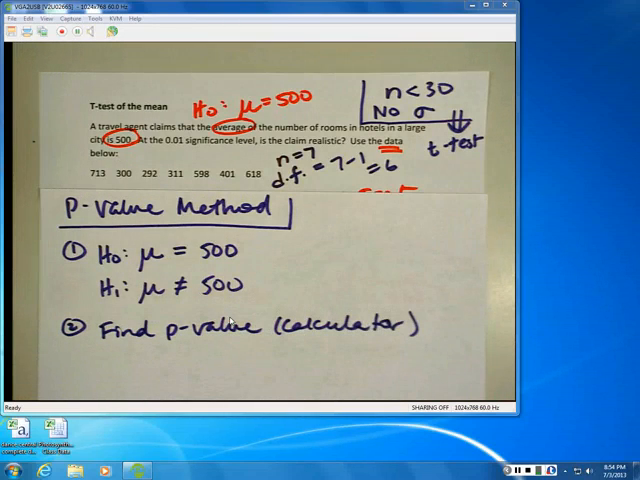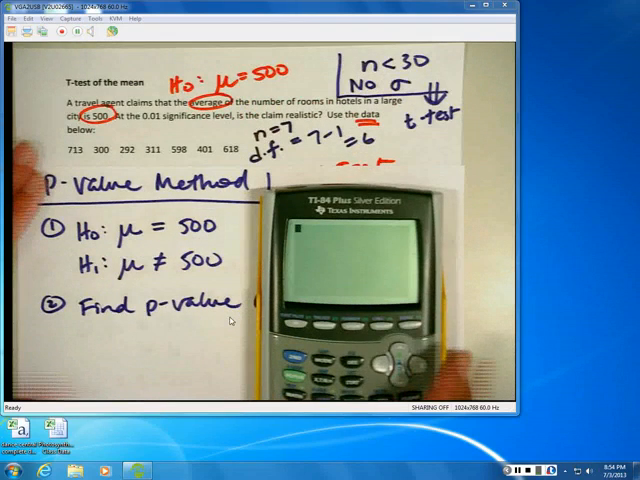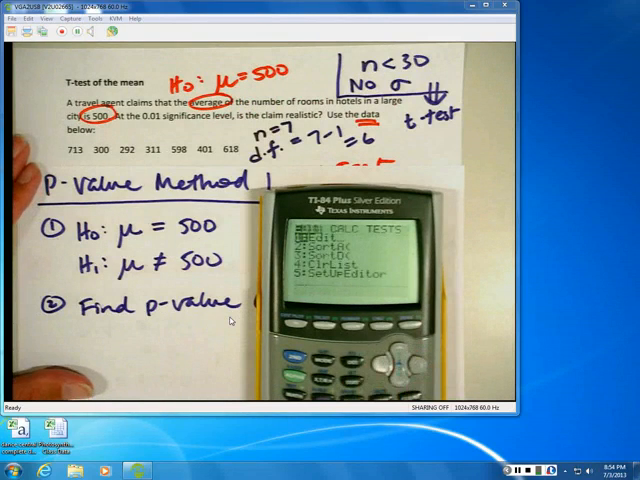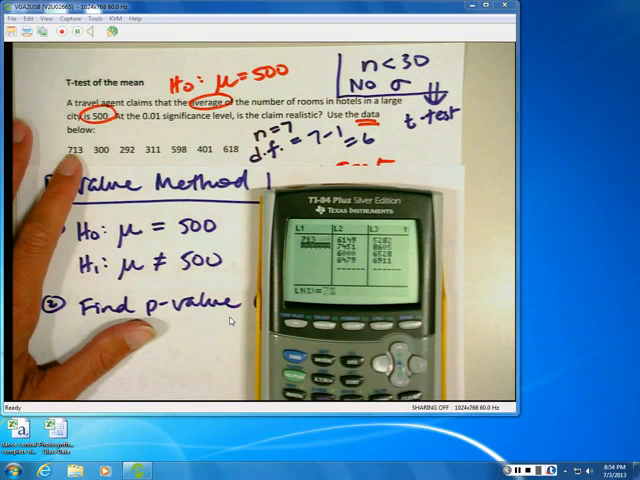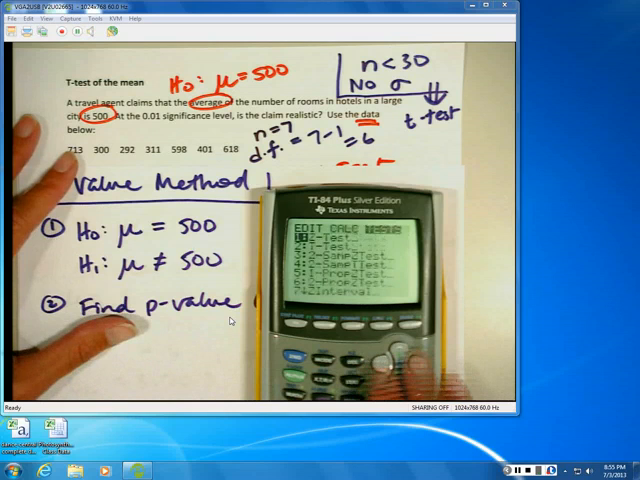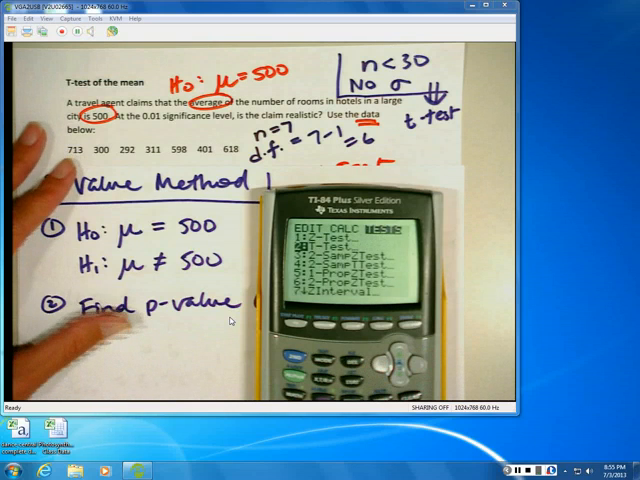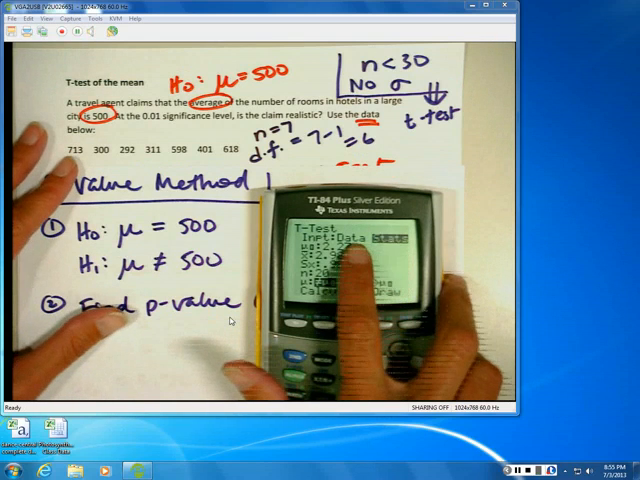In order to do this with my calculator, I'm going to use my other calculator this time, but again, it will look very similar. You just need to pay attention. I'm going to type my data in. So I go to Stat, and then Edit. I'm going to clear what I've got in L1, and then I'll enter my data: 713, 300, 292, 311, 598, 401, and 618. I'm going to quit. I'm going to go to Stat, Tests. I'm on the t curve, so I still pick a T-Test. I'm using data. I don't have computed statistics, so I move over to Data and hit enter.